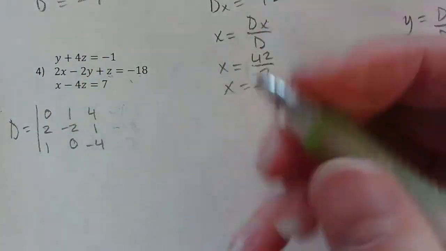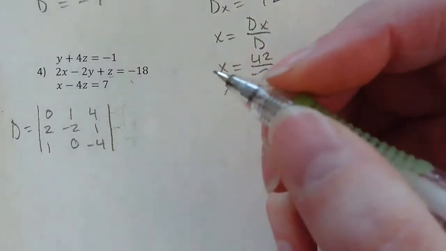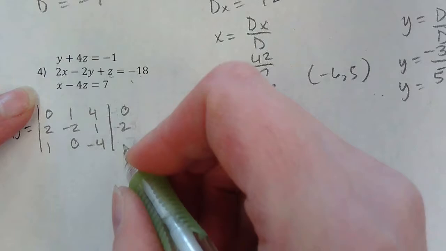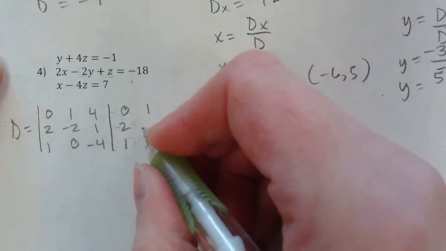Oh, you know what? I did not even mean to write this down, did I? I don't want that there. I'm only looking at my coefficients. So when I find the determinant of a 3x3, what I have to do is take those first two columns and rewrite them. And then we're multiplying on our diagonals again.